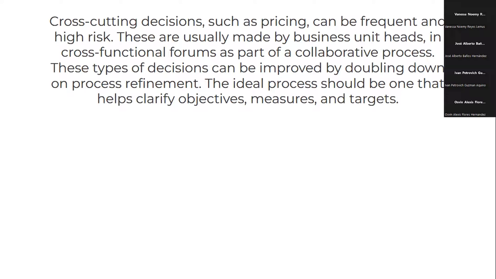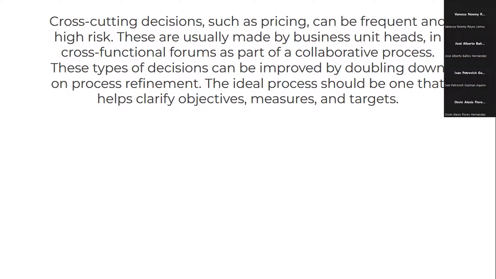And it says they can be frequent and high risk. These are usually made by business unit heads. So this is not for the top leaders, but for the medium side, right? In cross-functional forums as part of collaborative processes. So what they do is they have meetings between departments. That is a cross-functional forum. The selling department with the productive department, with the marketing department, with the warehouse, they get together and they try to decide what is the best option for that.